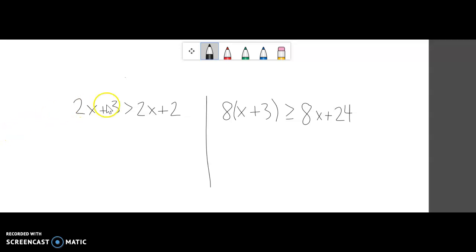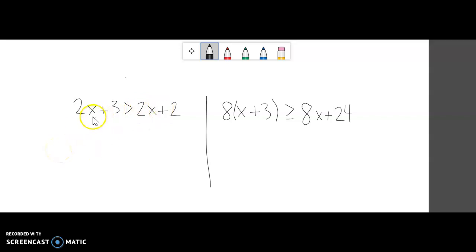This video is going to be going over how to evaluate whether it could be no solution or infinite solutions for one variable inequalities. So let's take a look at these two examples. Look at this one first. We have 2x plus 3 and 2x plus 2.